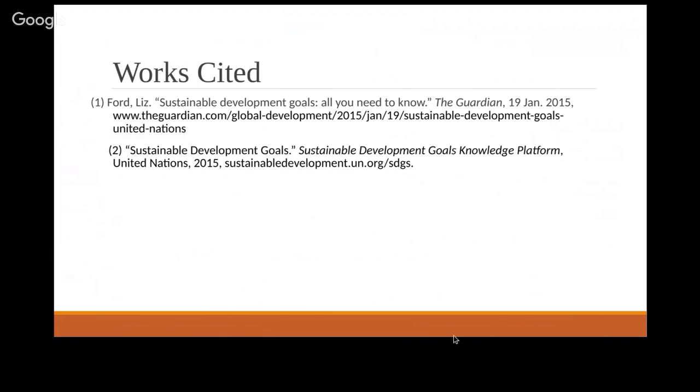I used two sources to create this presentation. Both articles are from reputable online sources, one being an article on The Guardian written by Liz Ford called Sustainable Development Goals, All You Need to Know. The other is from the Sustainable Development Goals Knowledge Platform on the United Nations website called Sustainable Development Goals.